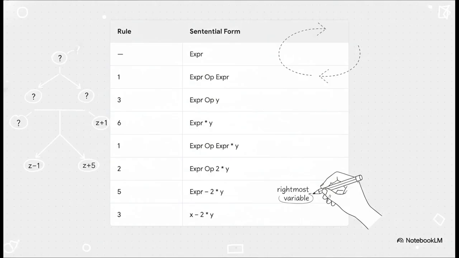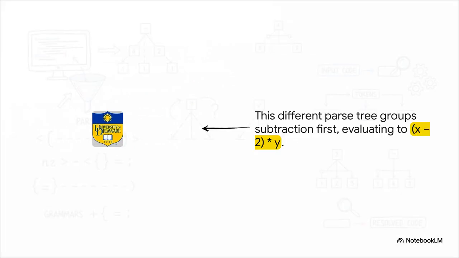That's the answer we all expect. But here's the catch. What if the parser makes different choices? What if it follows the exact same rules, but this time it always replaces the rightmost variable instead? Well, believe it or not, it can still generate the exact same string of code, x minus 2 times y. But whoa, look at this. The parse tree is completely different. This new structure groups the subtraction first, which leads to a totally different and completely wrong answer. And this right here is the heart of the problem.